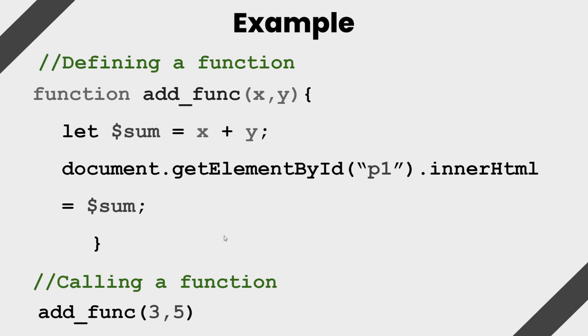As you can see in this example, we began with the function keyword, which we would always begin with. After this, we'll give our function a name. You can see the name here is add underscore func. I just shortened it for function, but don't really get concerned about that. Just know that this add underscore func is the name of this function.